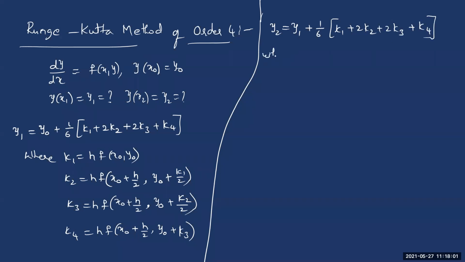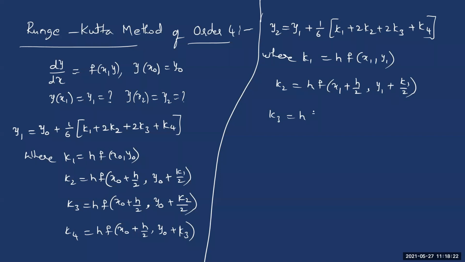And here k1 is equal to, now we are writing everything in terms of x1, y1, h into f of x1 comma y1. And k2 equals h into f of x1 plus h by 2 comma y1 plus k1 by 2. Then k3 equals h into f of x1 plus h by 2 comma y1 plus k2 by 2.